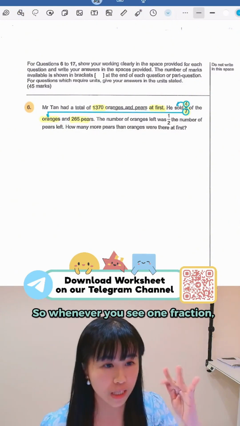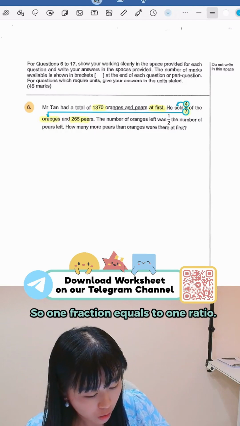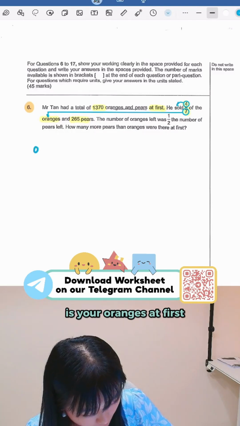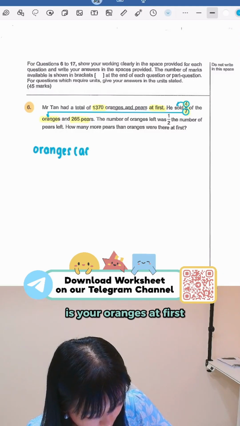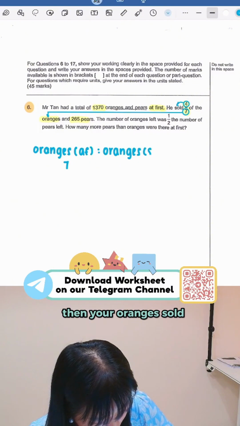Alright, so whenever you see one fraction, it's equal to one ratio. You all learn ratio already, right? So, one fraction equals one ratio. The very first ratio you can come up with is your oranges at first, which is 7 units, and then your oranges sold, which is 4 units.